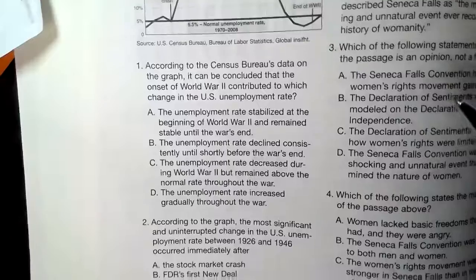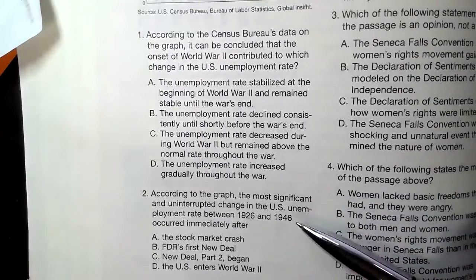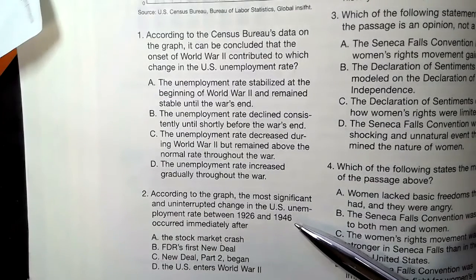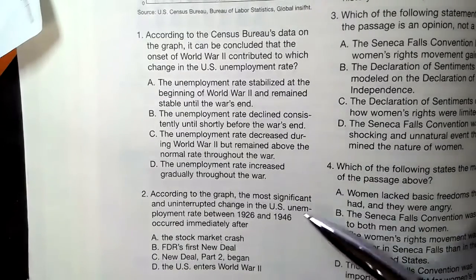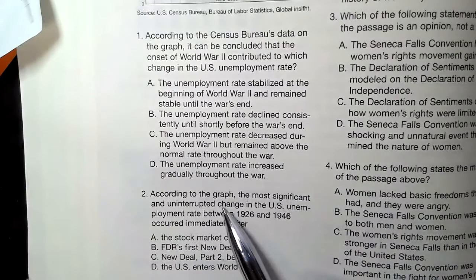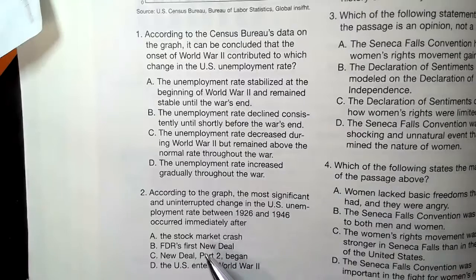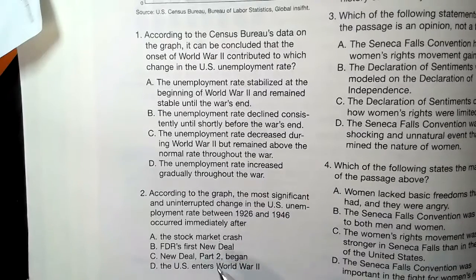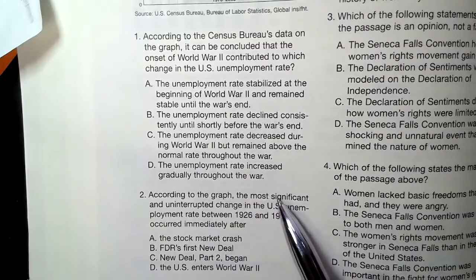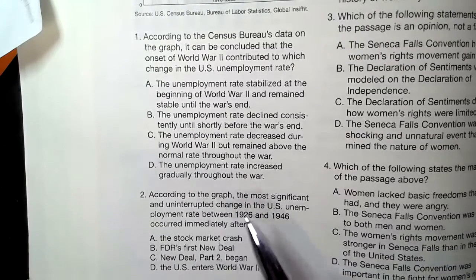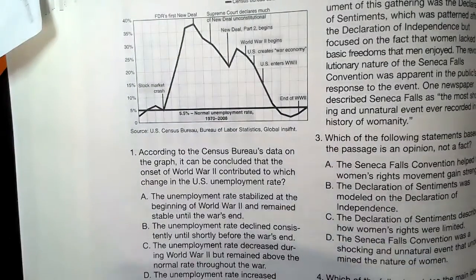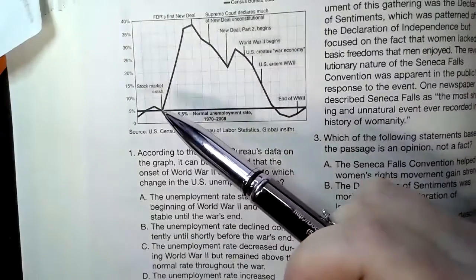All right, let's look at the next one. According to the graph, the most significant and uninterrupted change in the US unemployment rate between 1926 and 1946 occurred immediately after. So we're looking for significant, uninterrupted change. And we've got stock market, FDR, New Deal Part 2, enters World War II. And actually right now, we're not even going to look at the answers. We're going to look to see if there is a significant and uninterrupted change in the unemployment rate between these years, 1926 and 1946.